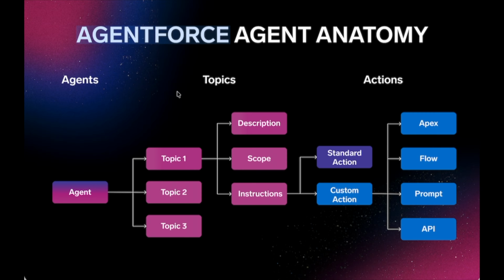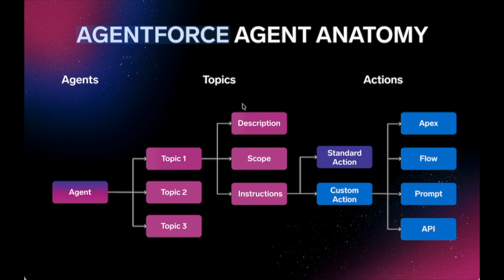Topics define what the agent can do. Each topic represents a specific task or capability, such as booking an appointment, checking availability, or answering common questions. Topics help the agent understand which path to follow during a conversation.